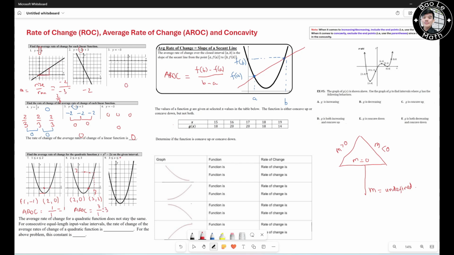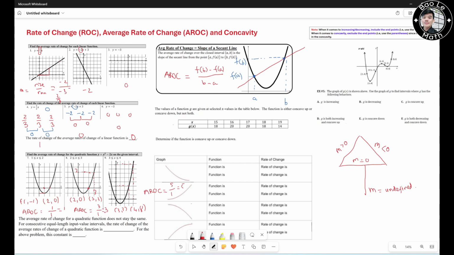Now over the interval 3 and 4. So x equals 3, y equals 3, so we have the point 3, 3. X equals 4, y equals 8, so it's 4, comma 8. Now the average rate of change is 8 minus 3, which is 5, over 4 minus 3, which is 1. So it's 5. Now we need to find the rate of change of the average rate of change. The first one right here we have 1.